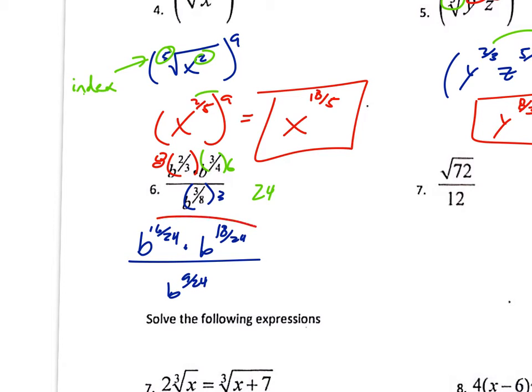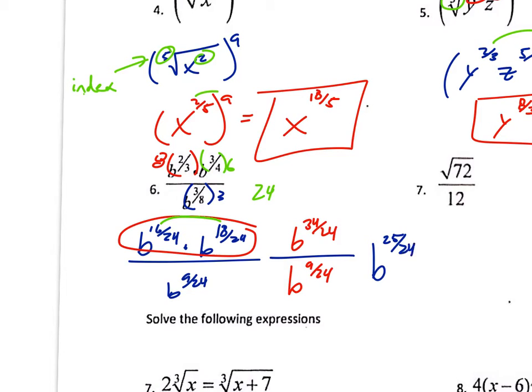So if we solve this now, I'm going to add the exponents on top, so I'd end up with b to the 34 over 24, because again we have to add these exponents together, all over b to the 9 over 24. And if we subtract 34 minus 9, my final answer is going to be b to the 25 over 24. Now what you can also do is put in 2/3 plus 3/4 in your calculator and then minus 3/8 and convert that to a fraction. You'll still get the same answer here.